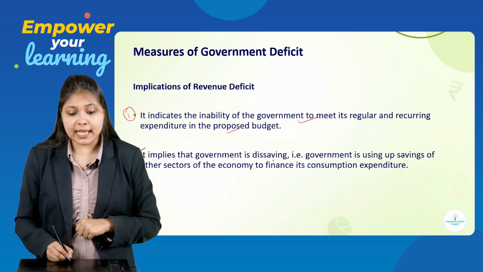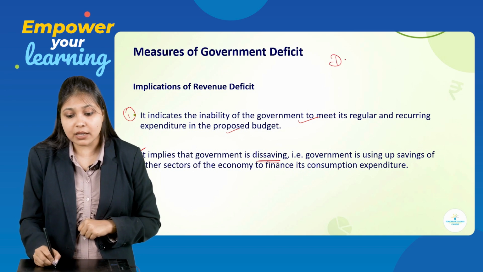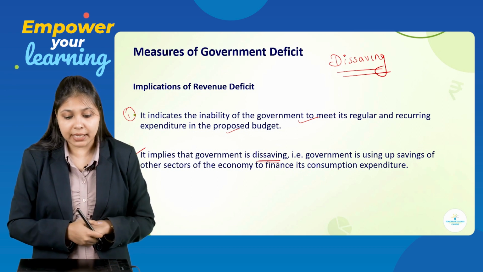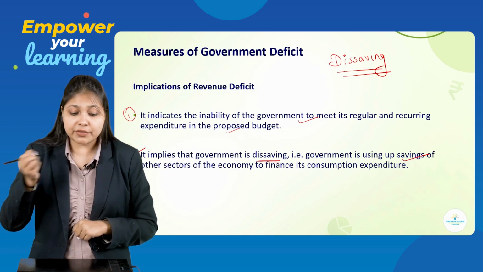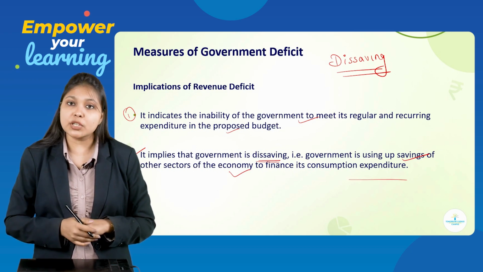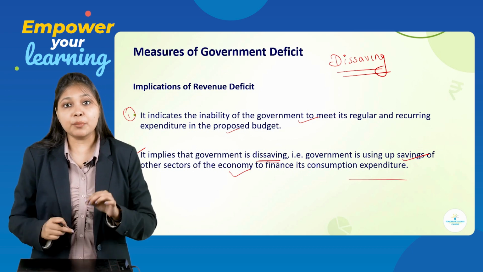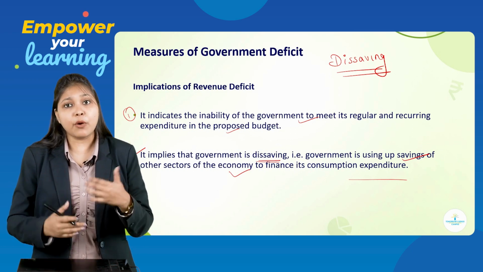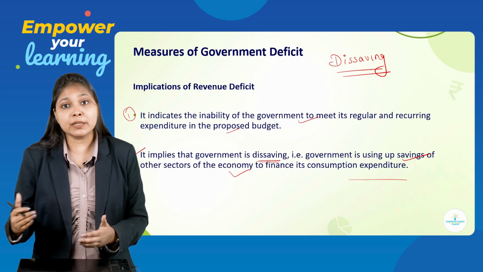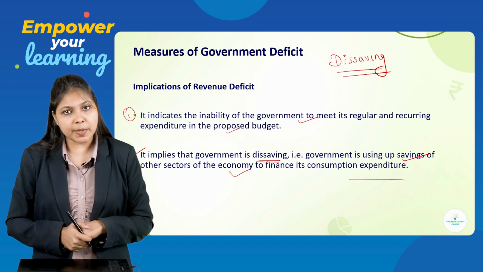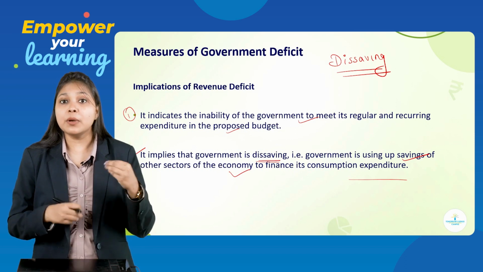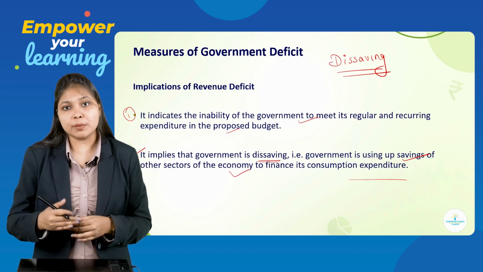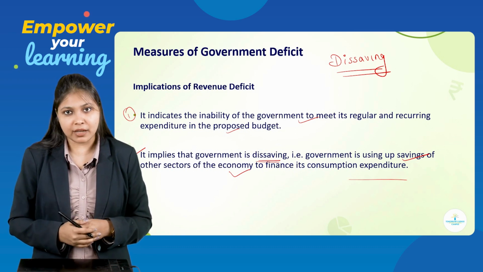Second, it also implies that the government is dissaving. That means the government is not making any kind of savings. The government is using up the savings of the other sectors of the economy to finance its consumption expenditure. Basically, the government is utilizing all of its finances for different kinds of expenses, so the savings are also now gone. There are basically no savings left with the government, and this situation leads to the problem of dissaving.